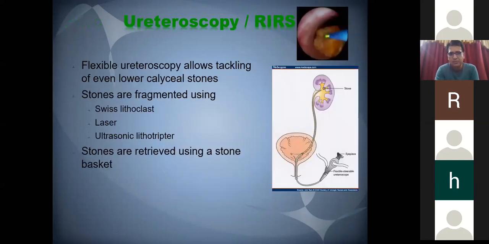This is a flexible ureteroscope which goes up to the kidney, as I told you before, which can deviate down inside the kidney and break the stone with a laser. Small stones can be treated with RIRS, which is retrograde intrarenal surgery.